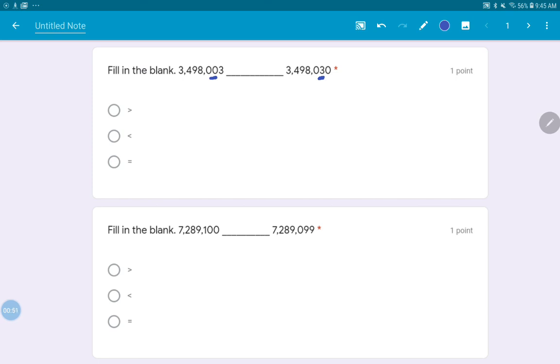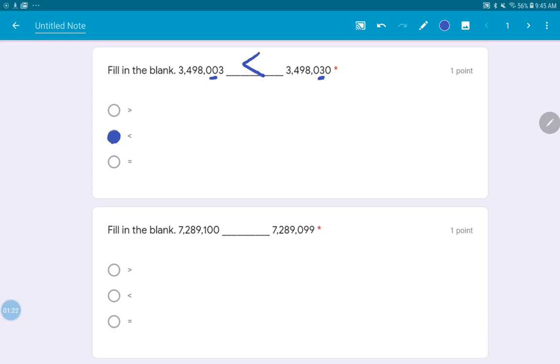That 30 is more than 0. Yes, we know 0 tens is less than 3 tens. 3 is more. So we can compare those by saying 3,498,003 and 3,498,030. We would put the less than symbol in between.